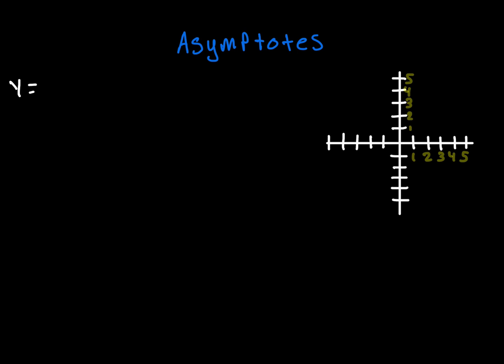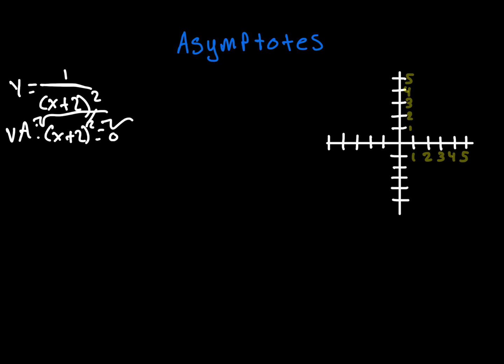Let's try the equation y equals 1 over (x plus 2) squared. To find the vertical asymptote, we would have to set the denominator equal to 0. So (x plus 2) squared equals 0. We have to do the inverse by square rooting both sides to get rid of the square, and this would leave us with x plus 2 equals 0. Let's subtract the 2, and this would give us x equals negative 2. Now let's simply graph our vertical asymptote at x equals negative 2. It would look like this.